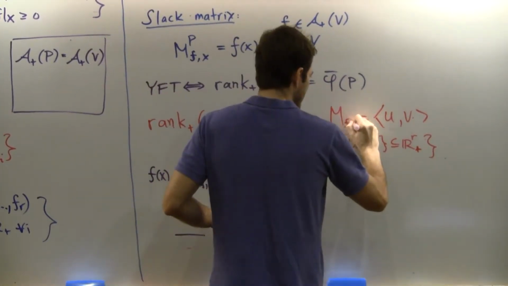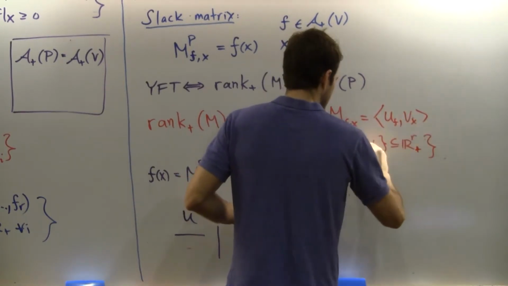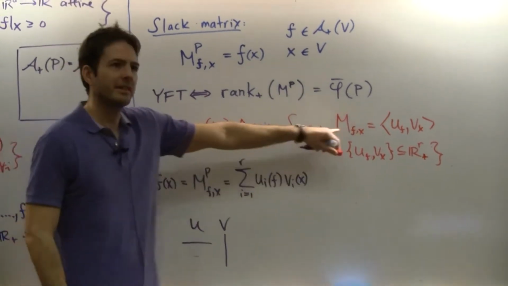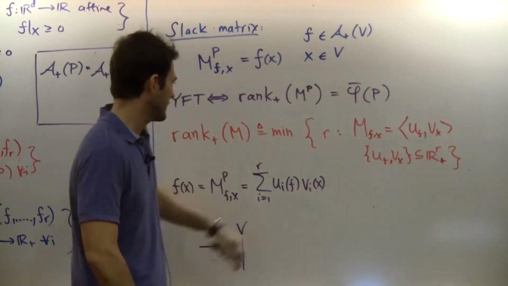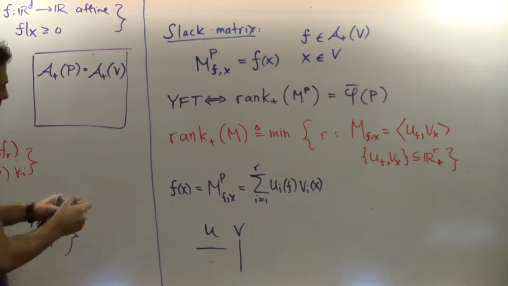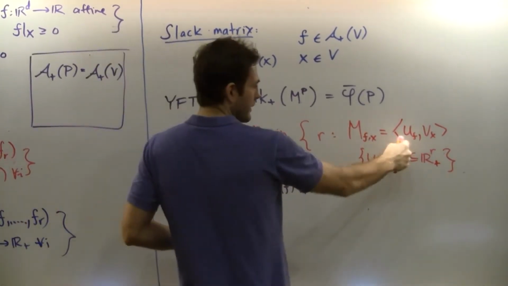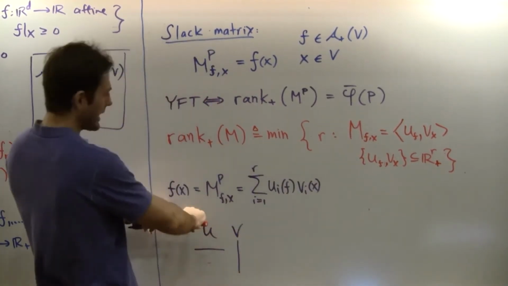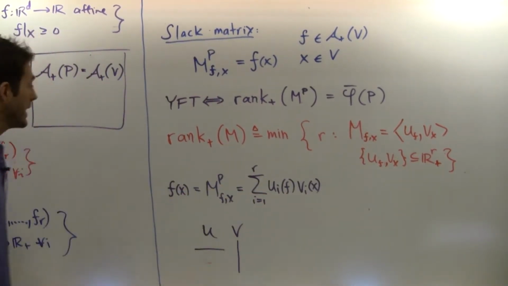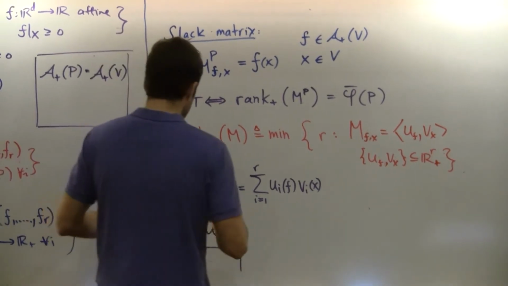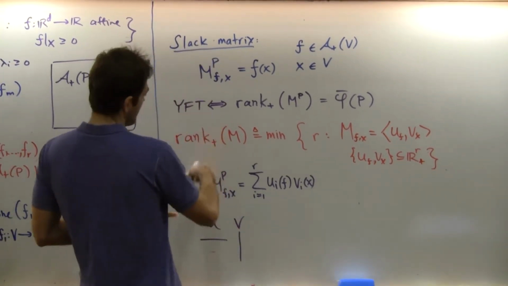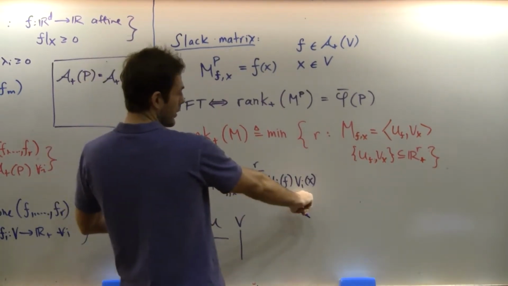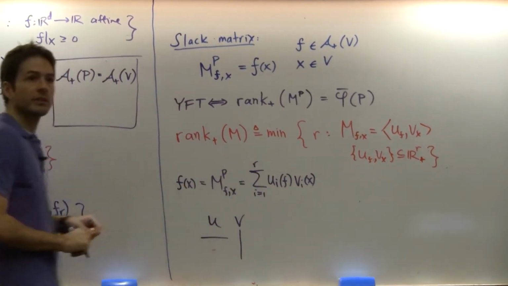So the point is that this index i was very different from this index i. This i was actually a function. So now, for every f I have a vector, and for every x I have a vector. And if they sit in r dimensions, it exactly means that f of x can be expressed this way. And now you see that if the non-negative rank of this matrix is r, then it's exactly saying that every function sits in the cone generated by the functions, the vi functions.